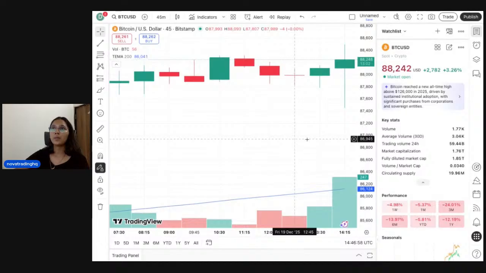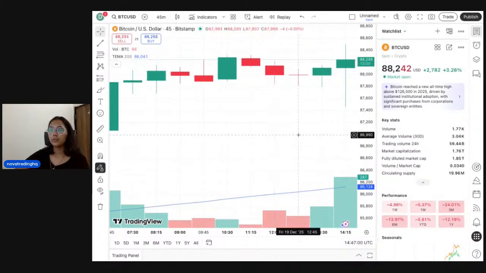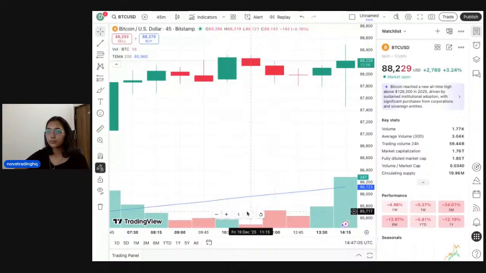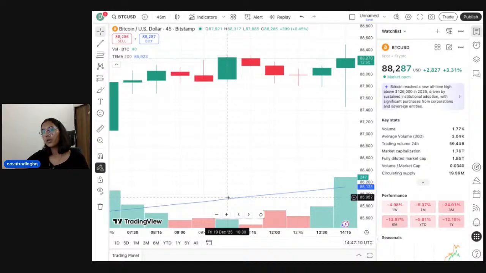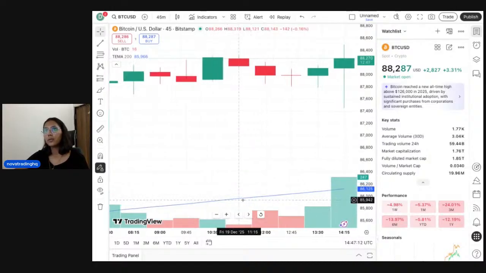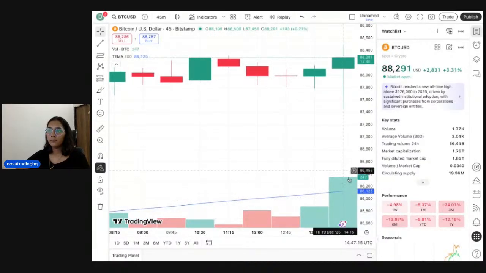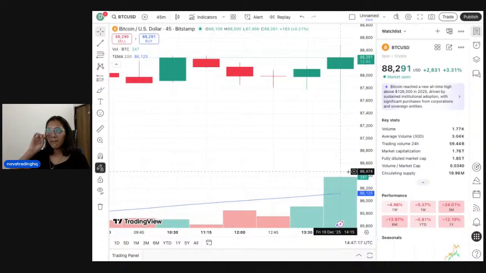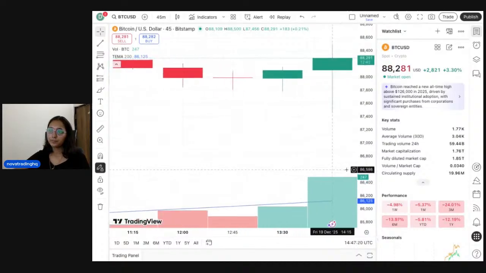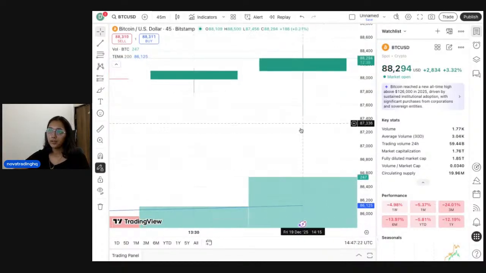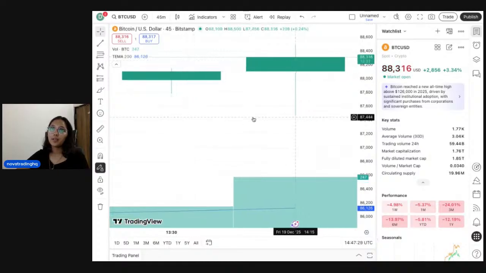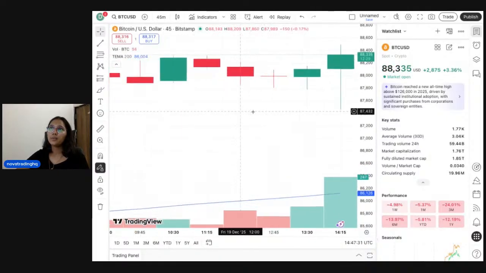Let me zoom out a little bit. Okay. Cool. As we can see here, during the 2 p.m. 15 minutes in the noon, this is the green candle. Let's understand the kind of trend.